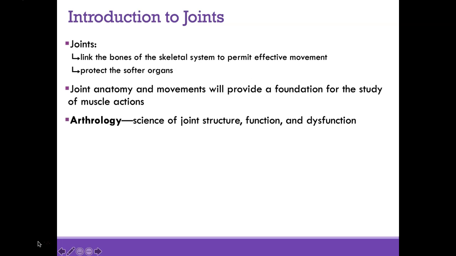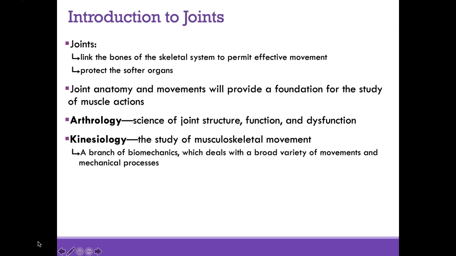Arthrology is the science of joint structure, function, and dysfunction. And kinesiology is the study of musculoskeletal movements. And kinesiology is a branch of biomechanics. So it deals with a broad variety of movements and mechanical processes that allow muscles and bones to work together in order to coordinate movement.